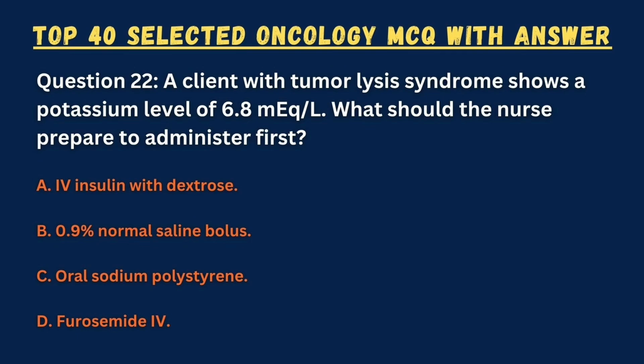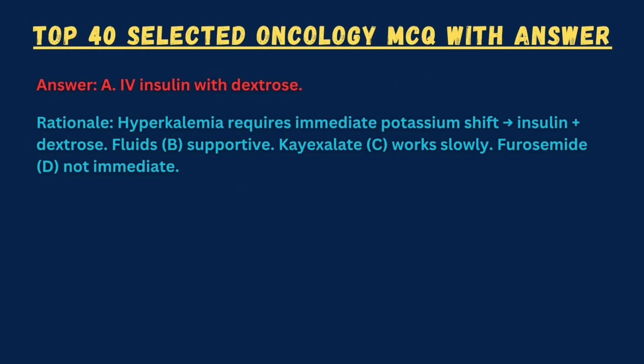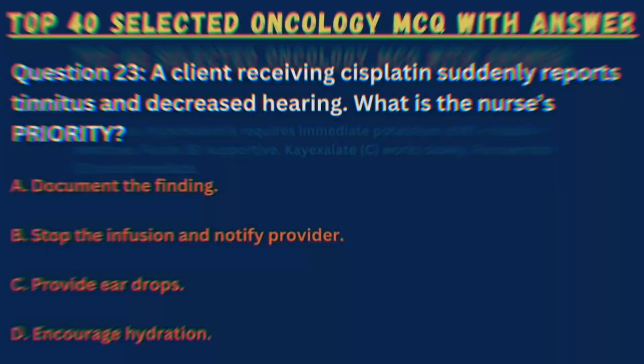Question 22. A client with tumor lysis syndrome shows a potassium level of 6.8 milliequivalent per liter. What should the nurse prepare to administer first? A. IV insulin with dextrose. B. 0.9% normal saline bolus. C. Oral sodium polystyrene. D. Furosemide IV. Answer: A. IV insulin with dextrose. Rationale: hyperkalemia requires immediate potassium shift, insulin plus dextrose. Fluids: B. Supportive. Kayexalate works slowly. Furosemide D. Not immediate.